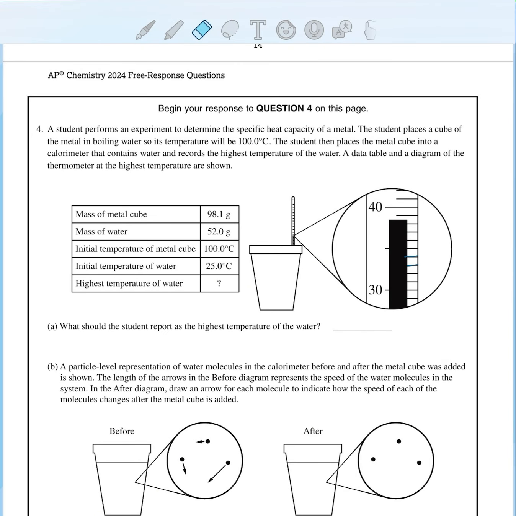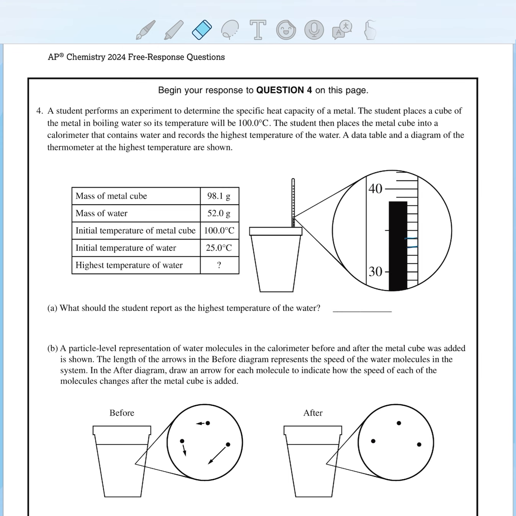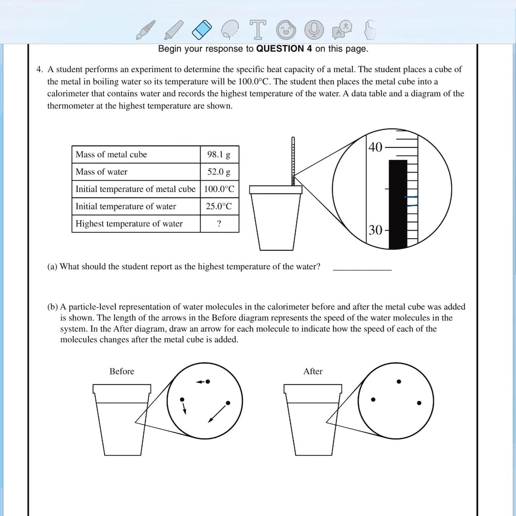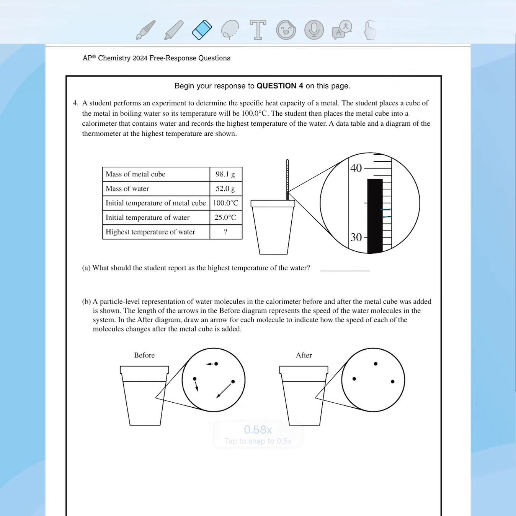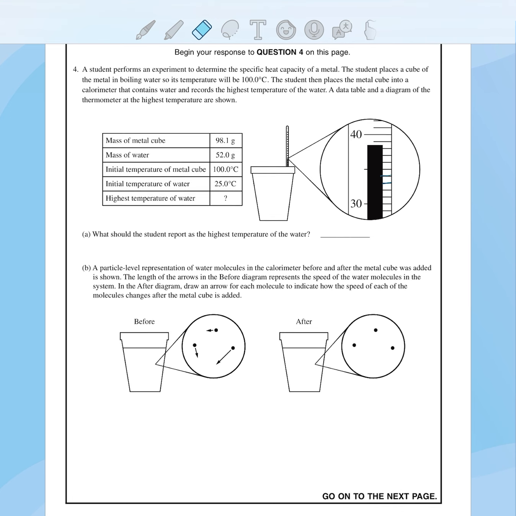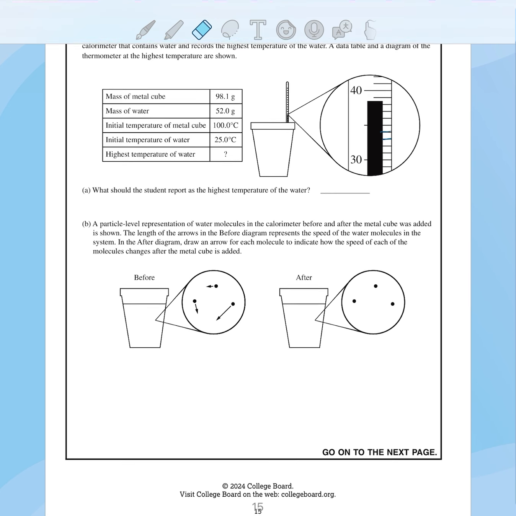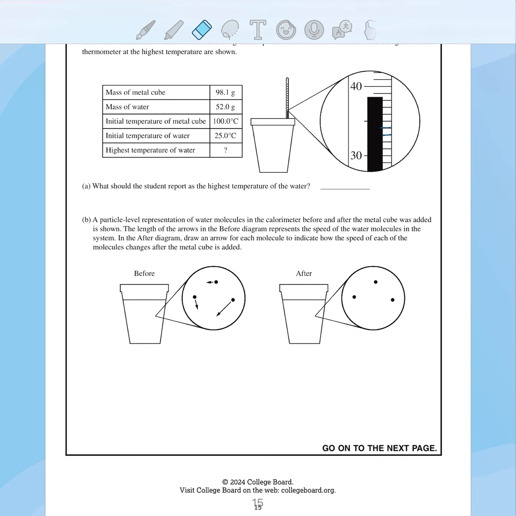Moving on to question 4 on the AP exam. This is a calorimetry question, and there's a lot of information again in the paragraph and in this data table. So I'm going to visualize it myself first to get the idea of what's going on, and that should help us answer the questions.